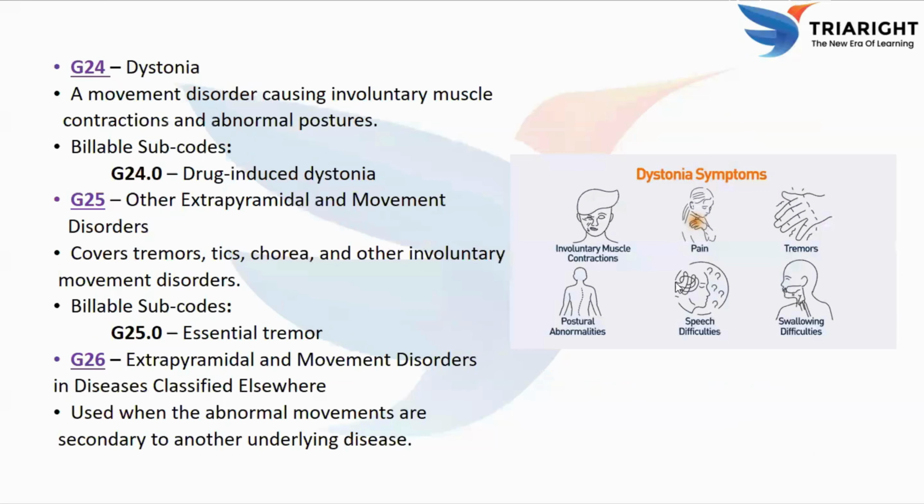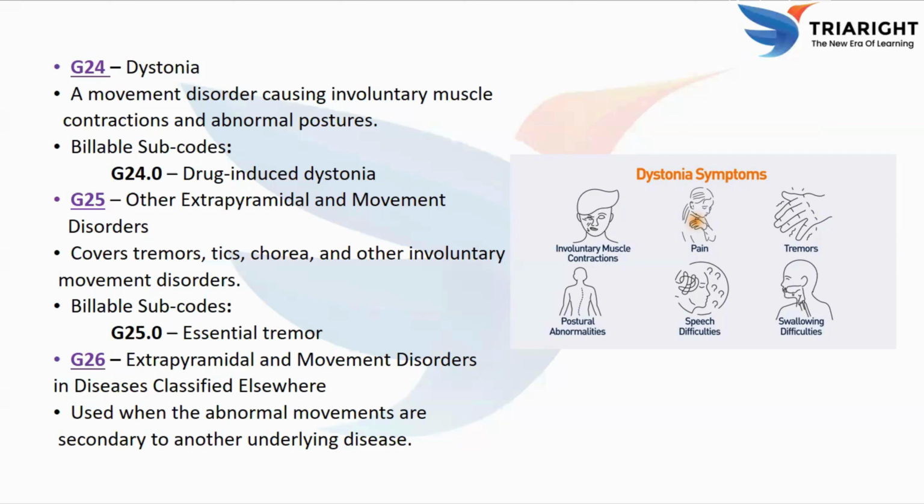Now next, coming to the G24 code, dystonia. Dystonia is a movement disorder where the muscles contract involuntarily, right? Causing twisting movements, abnormal postures and also repetitive muscle contractions. So what is the important subcode for dystonia? It's G24.0, drug-induced dystonia, when medicines like antipsychotics or anti-nausea drugs are taken. Whenever we take these medicines, they cause dystonia.